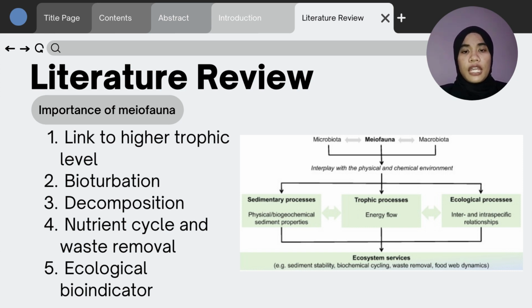Next, nutrient cycle and waste removal, where meiofauna, such as copepods, alleviate nutrients like excess nitrogen, ammonium, and phosphate as their sources of food. Lastly, meiofauna are ecological bioindicators, where in some research they are a great pollution indicator because they are more stable than microfauna. Meiofauna also do not migrate directly when they meet stressful conditions, and this characteristic really helps in assessing that area.